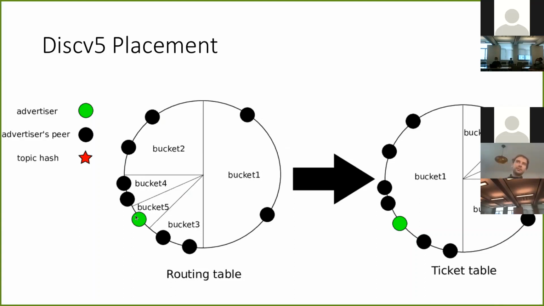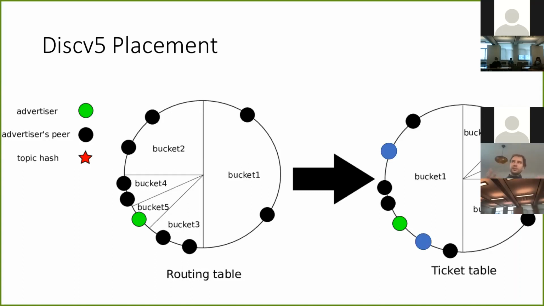So the routing table is organized based on the distance from the advertiser, or from the node holding the routing table, while in the ticket table, we organize the whole structure based on the distance from the topic hash, represented as the star again here. So again, we do the same thing as before. We cut the hash space on node 2. Then we create bucket 1, and we keep slicing the whole hash space until we create the buckets, and then we copy the peers from the routing table.